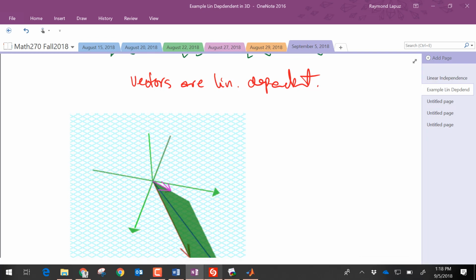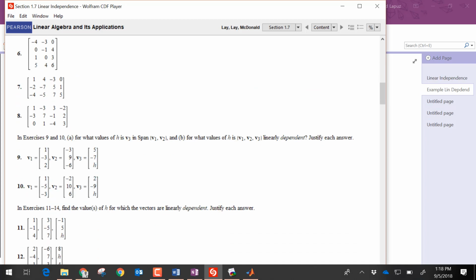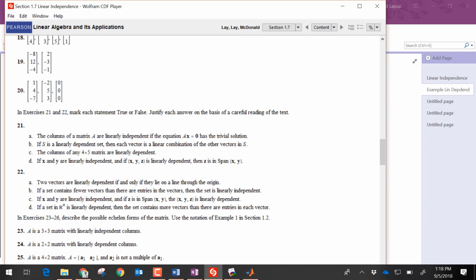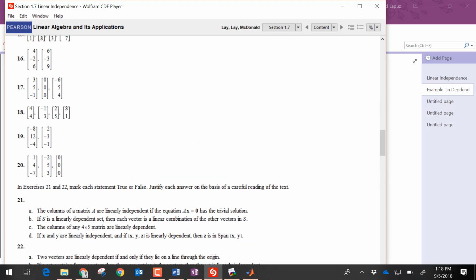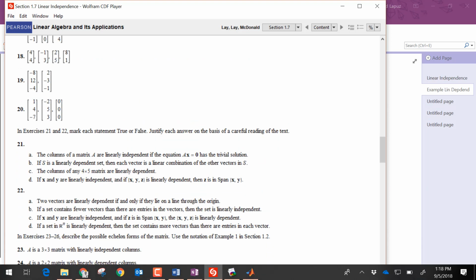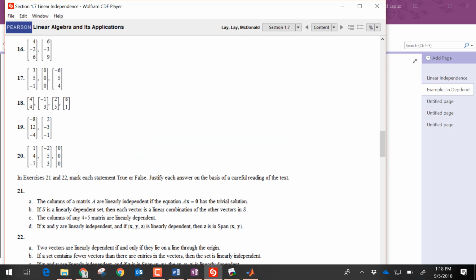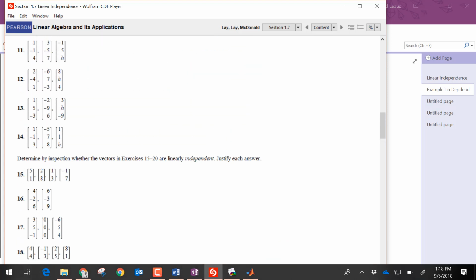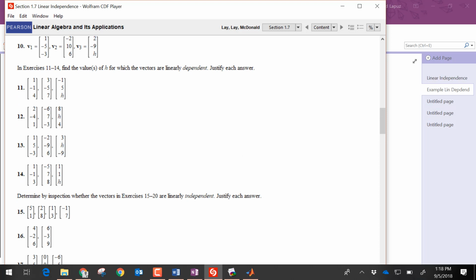All right, let's take a look at some other questions they might have for our linearly dependent stuff. Oh, true, false. These might be good quiz questions. Let's do one of these guys, H, where they throw in an H. It says find the values of H for which the vectors are linearly dependent. Let's just do number 11.